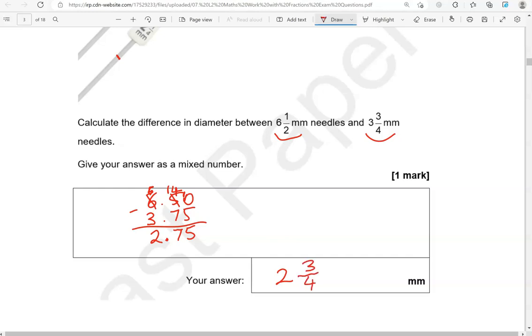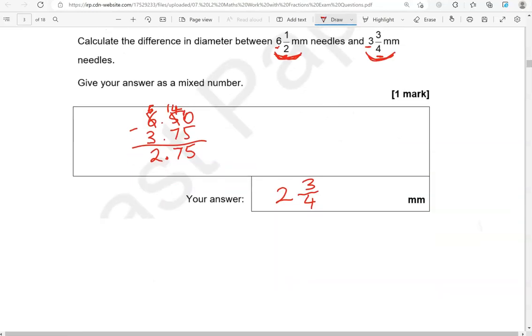But of course, there are different ways to work this out. You could convert this into a fraction and this into a fraction, take away, and then convert into a mixed number. You could look at fractions only and then do the working out combined with the whole numbers. So whichever way you prefer is absolutely fine, but I think the easiest would be to convert them into decimals and then convert the answer into a mixed number.